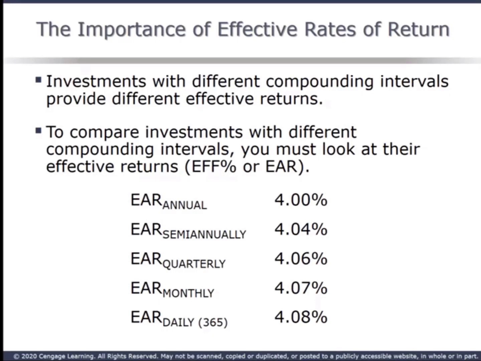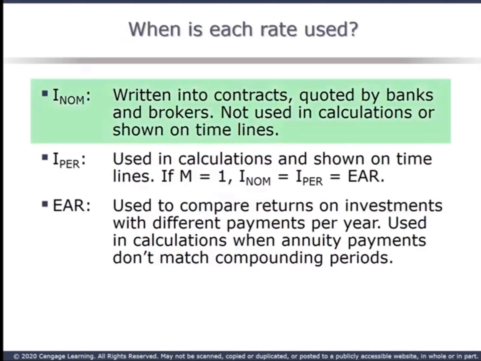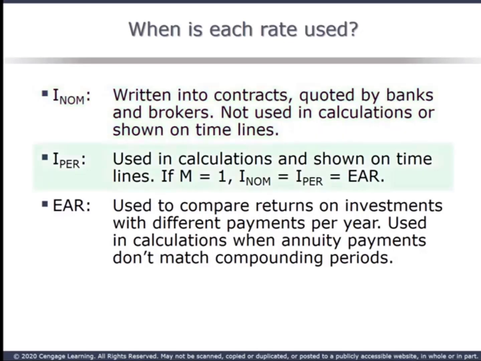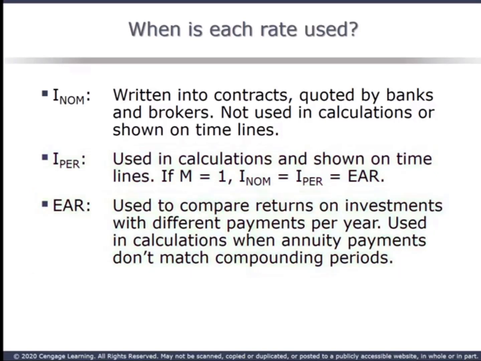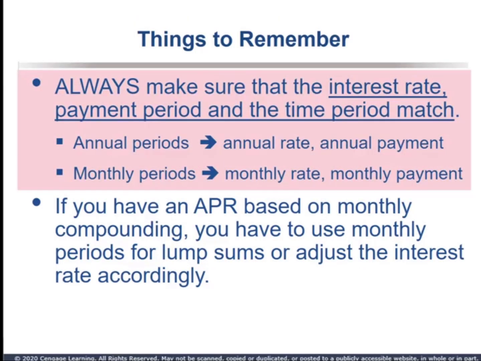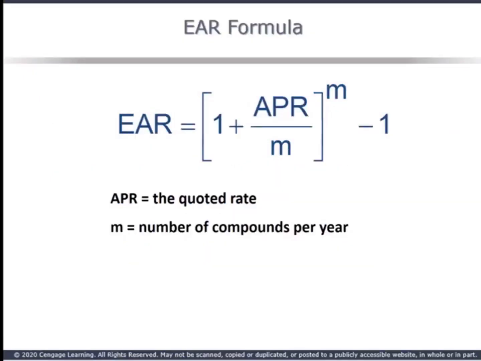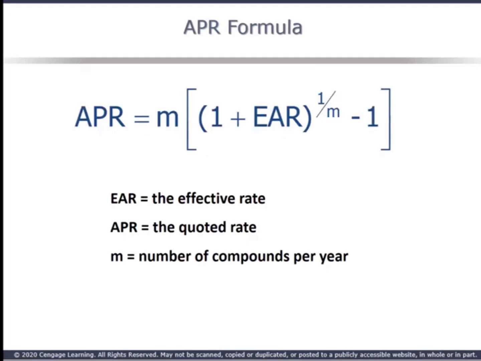Nominal rates are quoted in contracts. They're not used in calculations or on timelines. Periodic rates are used in calculations and on timelines. Effective rates are used for comparisons. Remember again our earlier caveat about matching periods, rate, and payment periods. It's critical to arriving at the correct solution. This formula converts an APR to an effective rate, and this formula converts an effective EAR to an APR.